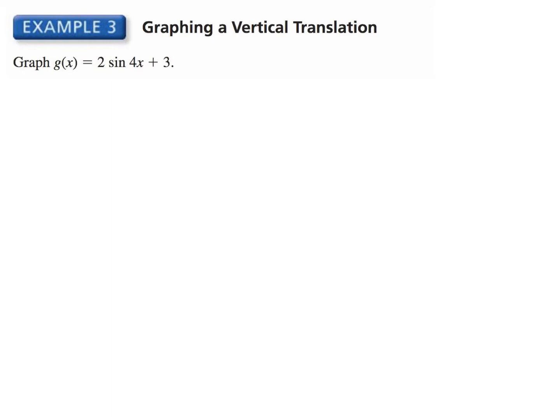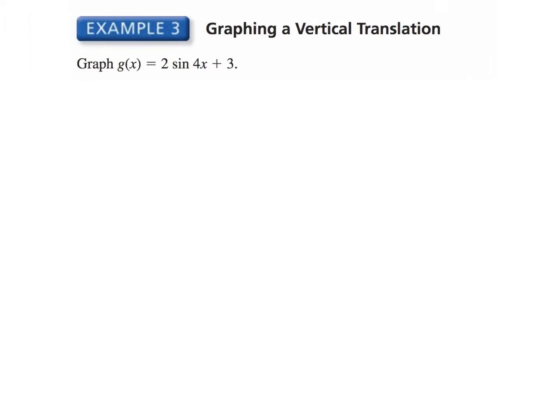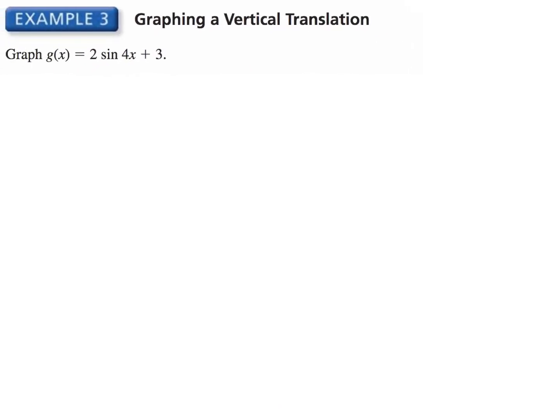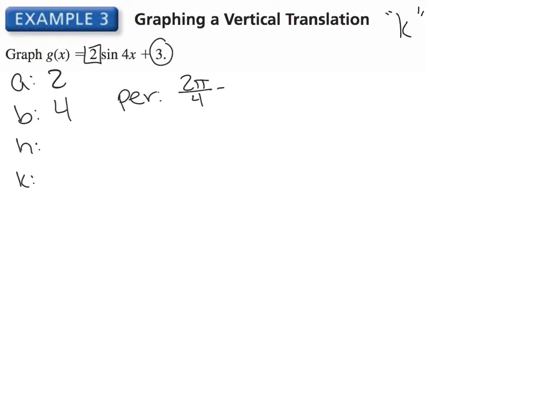We are looking now at graphing a vertical translation, which means we've got that K, which is 3 in this case. So before we even go into graphing, once again, we're going to start off and label our pieces. So we now have 4 options. We have A, B, H, and K. A is 2, B is 4, which means your period is 2 pi over 4, which reduces down to pi over 2.